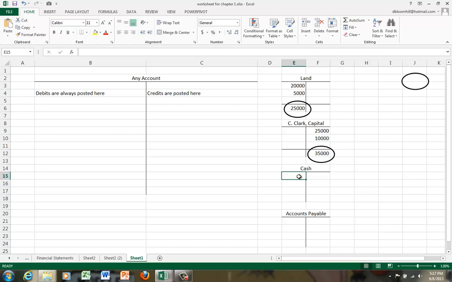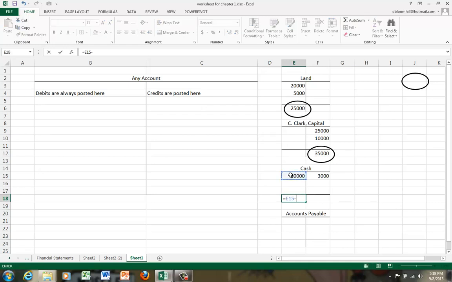So let's say the business had a cash receipt of $10,000 and a cash payment of $3,000. It would be represented like this in the T. The $10,000 would be on the debit side, that would represent a cash increase, and the $3,000 would be on the credit side, that would represent a cash decrease. So to add the ending balance in the cash account, we'd have to add the increases and subtract the decreases.